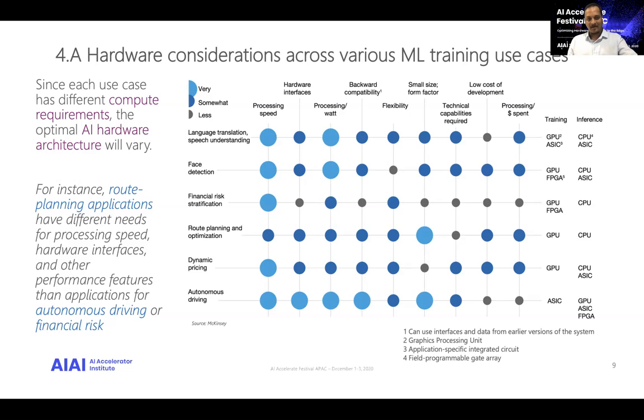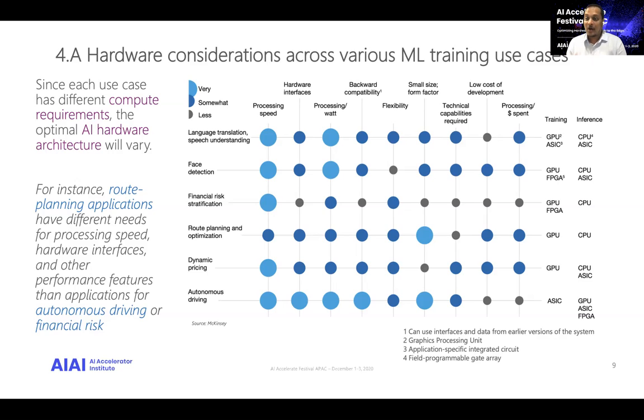So this is a quick reference, where you could see something like language translation or speech understanding. Here the cost of development is pretty low, but you need heavy processing speed to train the model. But with route planning and optimization, you need less computing power to train. However, when it comes to processing speed or a small form factor, that's more important. So that's very critical in terms of the hardware.